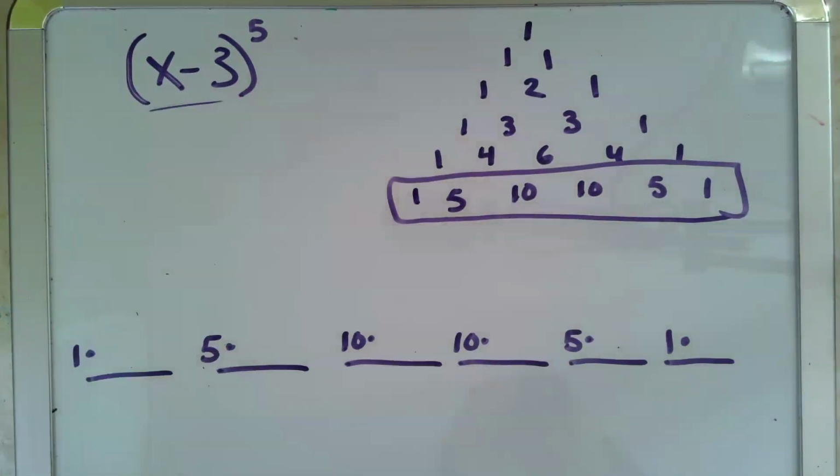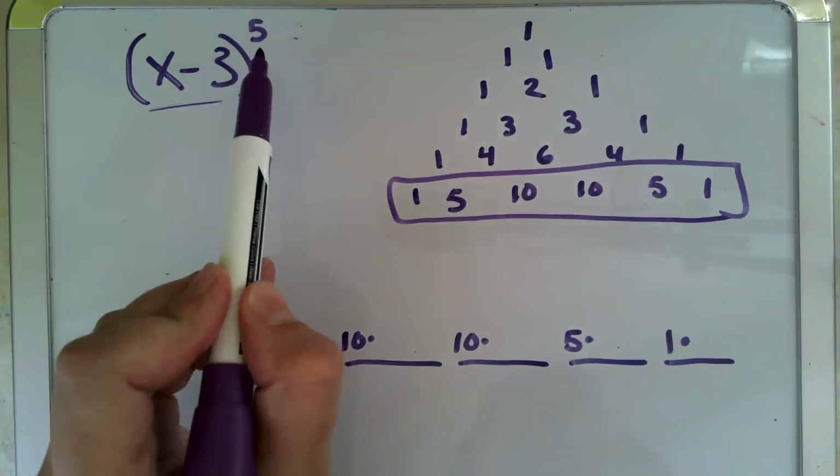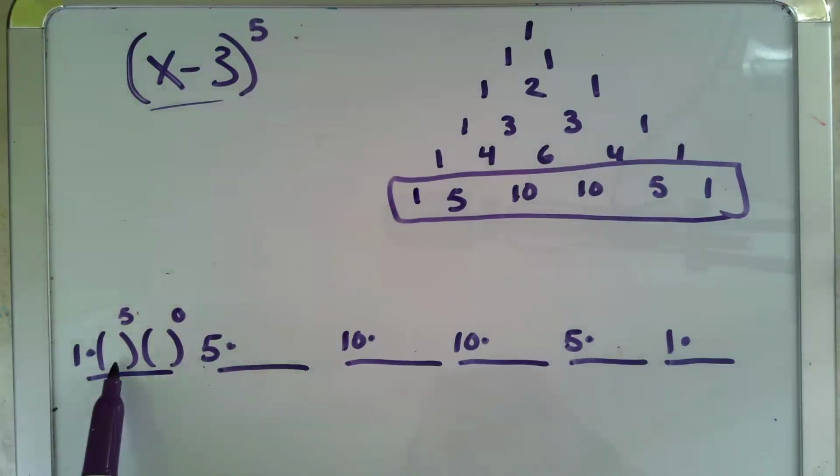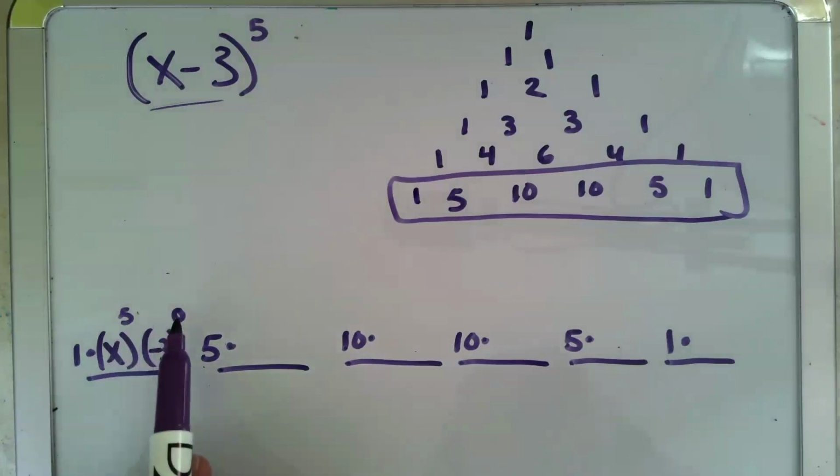x and -3 are my 2 terms in each of these, and then they are going to be raised to ever decreasing and increasing powers as follows. My first set will be raising my first term, that x, to the 5th, and my second term, that -3, to the 0. Okay, when I go to my next term, this exponent is going to decrease by 1, and this exponent is going to increase by 1.